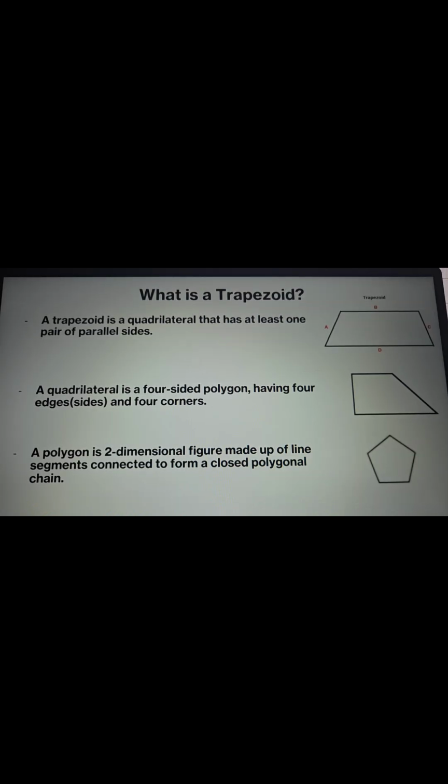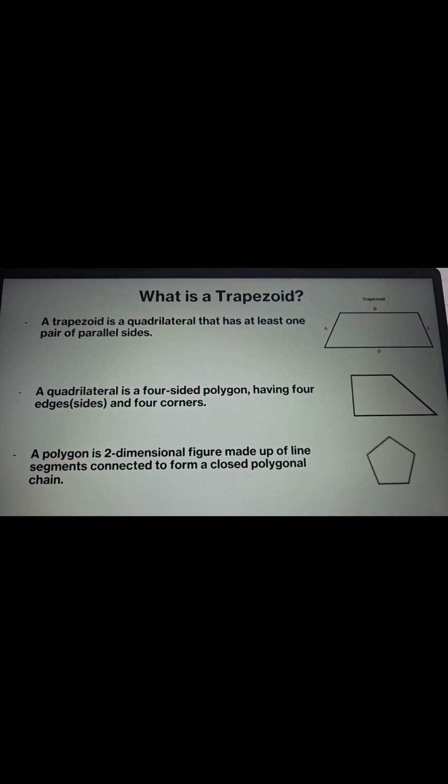A trapezoid is a quadrilateral that has at least one pair of parallel sides. A quadrilateral is a four-sided polygon having four edges or sides and four corners. And a polygon is a two-dimensional figure made up of line segments connected to form a closed polygonal chain.